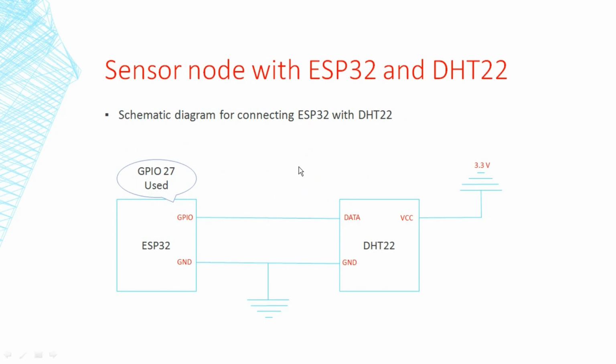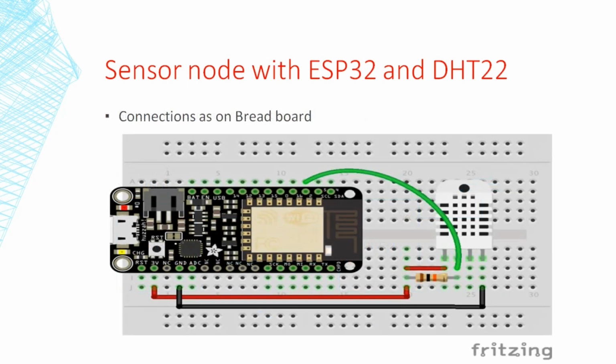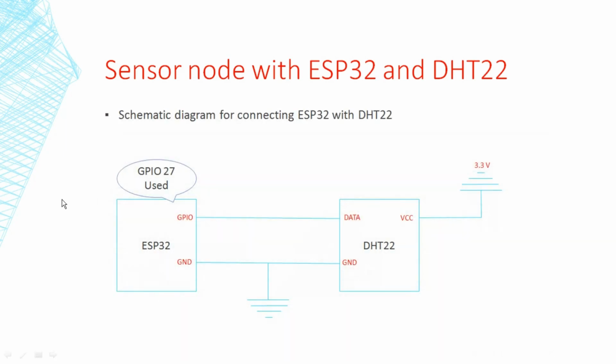So this is the schematic of the ESP32 and DHT22 connections. If you see on the left side, we have the ESP32 module, and we are going to use GPIO pin number 27 for data transfer between the ESP32 and the DHT22 module. So these are the connections. The GPIO of the ESP32 is connected to the data pin of the DHT22, the ground of the ESP32 to the ground of the DHT22, and the 3.3 volt pin is connected as well.